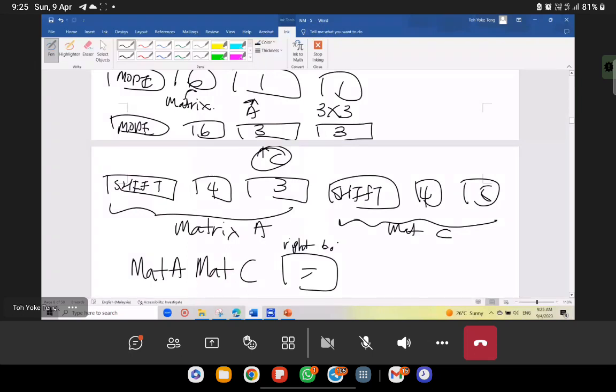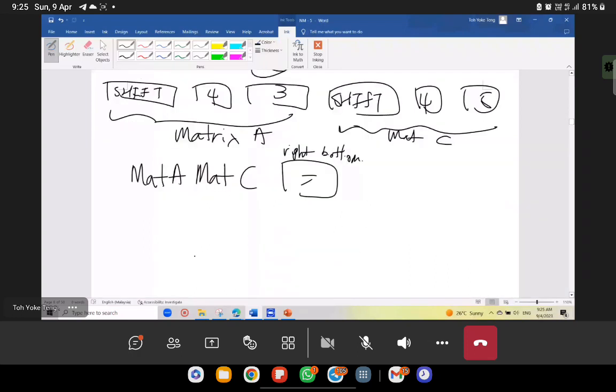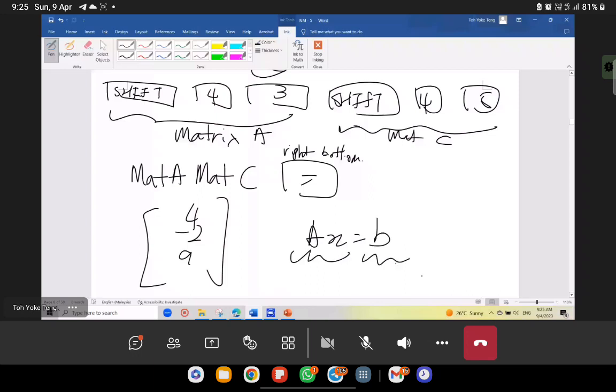Okay, you will get the value which is the same as the value of B. The value of B here is 4, negative 2, 9. Since matrix A times X equals B, the matrix multiplication for the left hand side must equal the right hand side. So this is one of the ways you may check your answer.